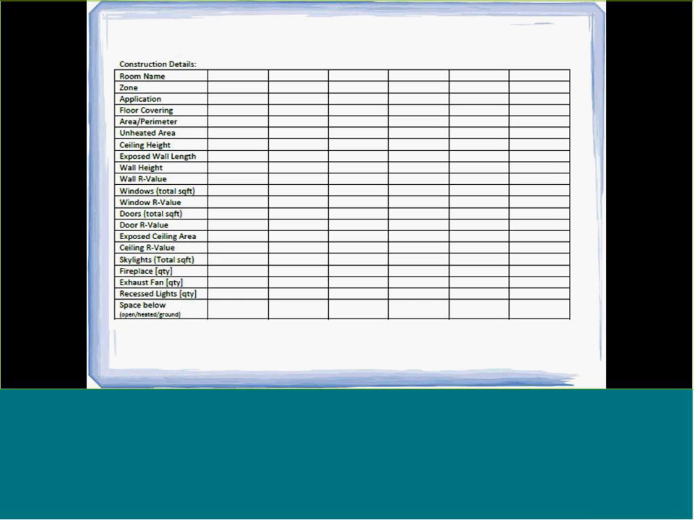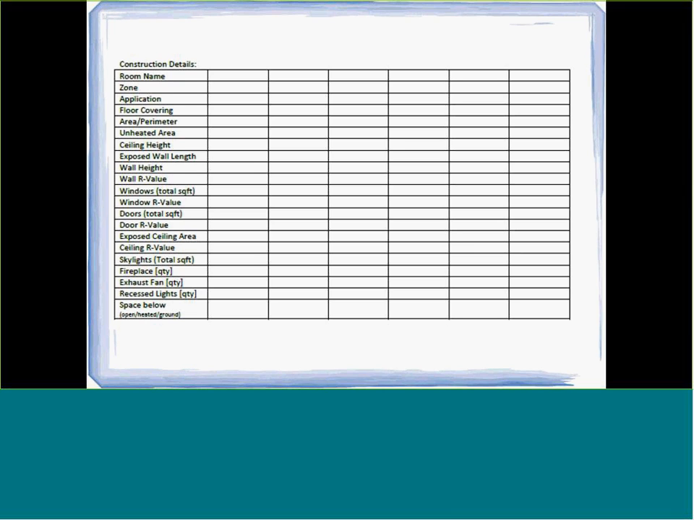Some of the construction details, of course, would be room names, zone. If you're going to have more than one zone in the area, if you're going to group all the bedrooms together, they might be zone 1, the kitchen might be zone 2, the family room might be zone 3. Give us that information so that we can zone it the way that the end user wants it done. Some of the information we hardly ever get would be floor covering. We don't know if it's going to be a tile floor, a wood floor, carpet. You can put carpet on radiant floor. You just have to design that into the job so that we know what kind of R value we're going to have above the heated surface.